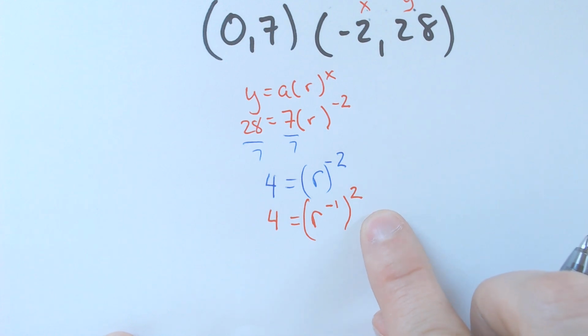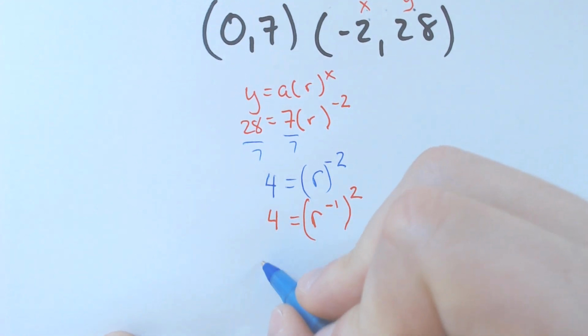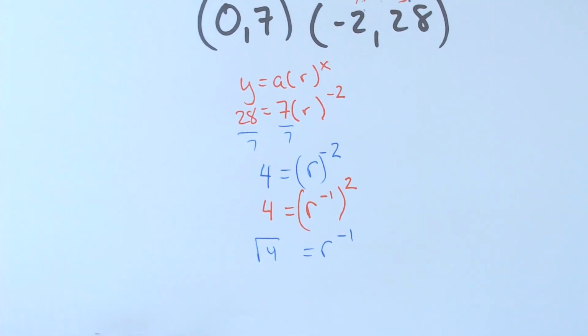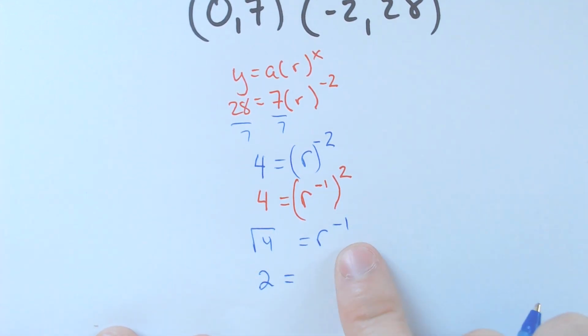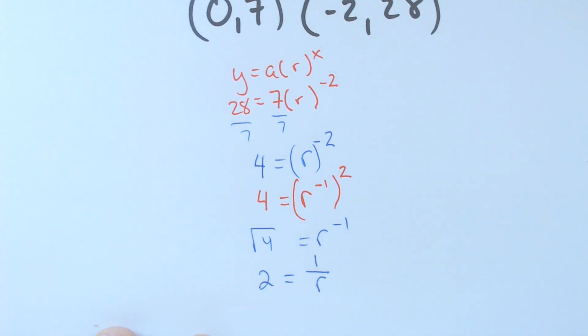Now we can square root. We can square root both sides and get the square root of 4 is equal to r to the negative 1 power. 2 would equal, what's r to the negative 1 power? R to the negative 1 power is 1 over r.